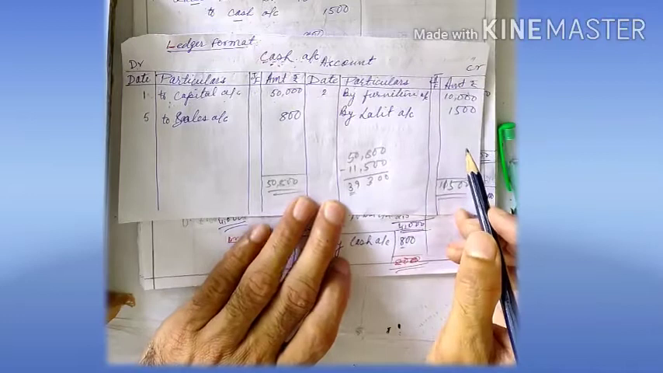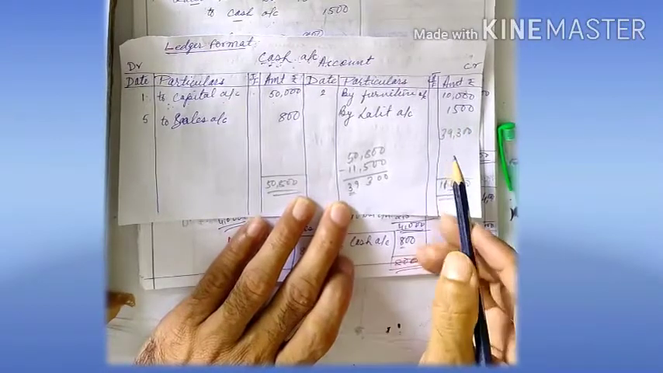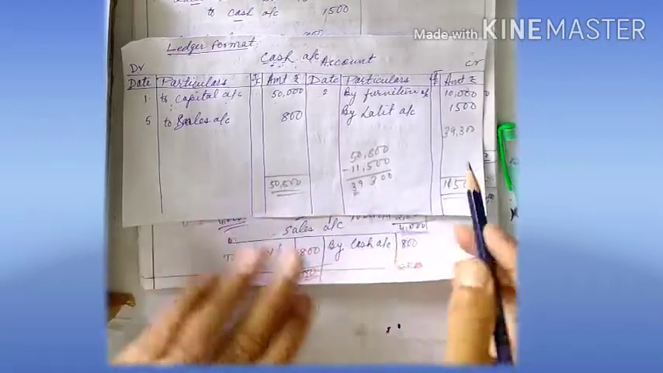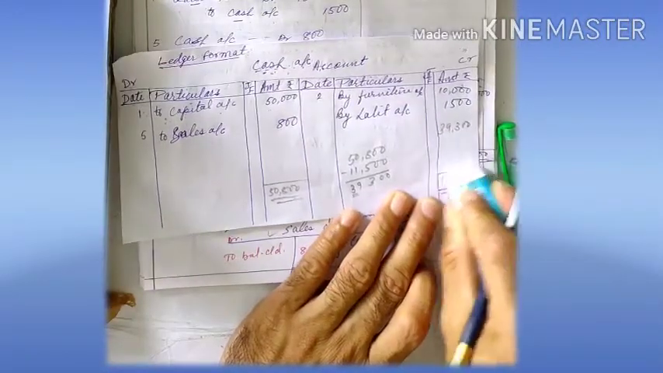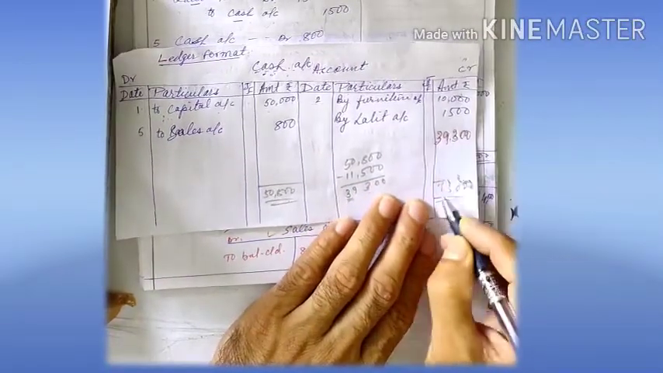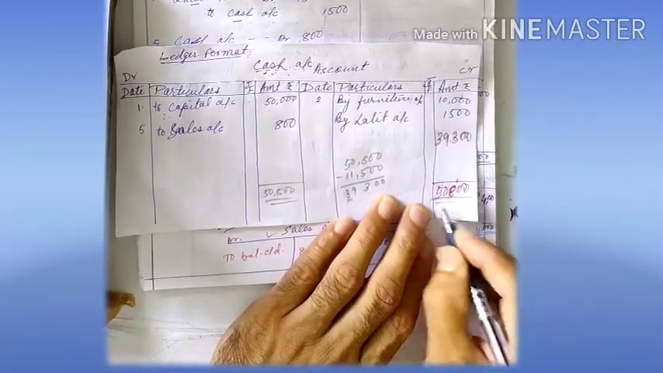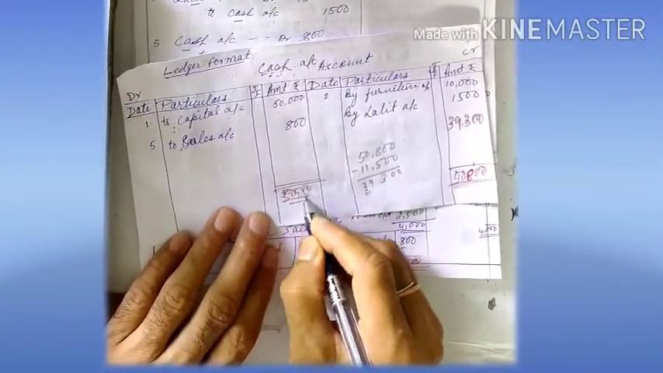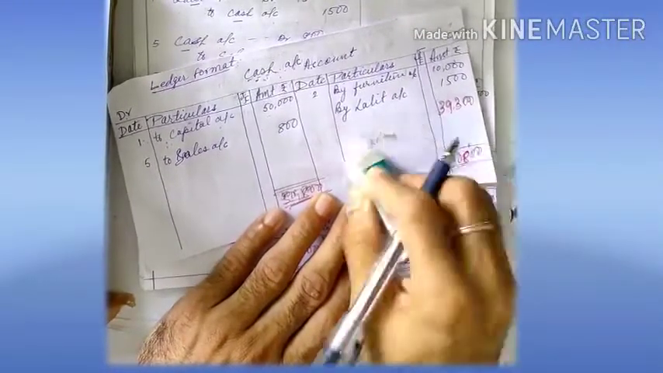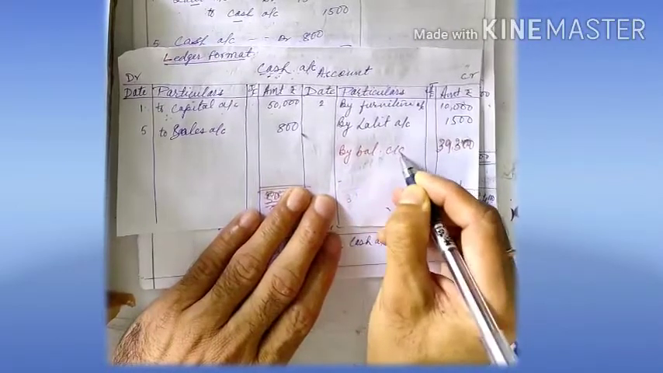That means the credit side is lesser by this amount. That means we have to add this much so that both the sides will have same total. So after writing 39,300, you will have a total of 50,800 on both the sides. 50,800. So this balancing amount is called by balance CD.